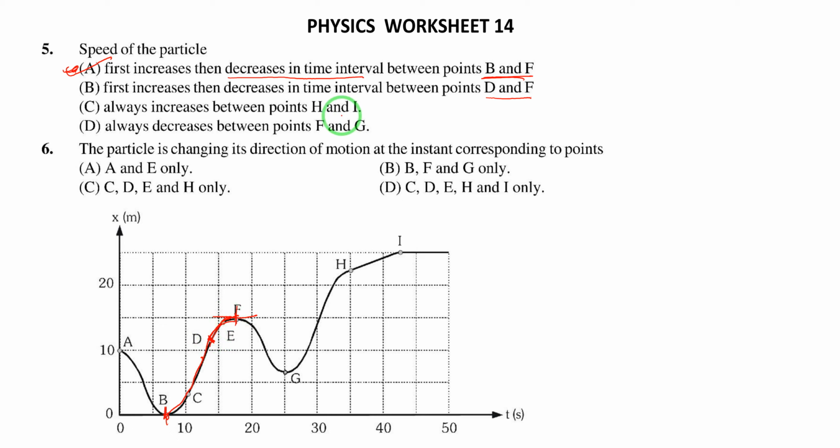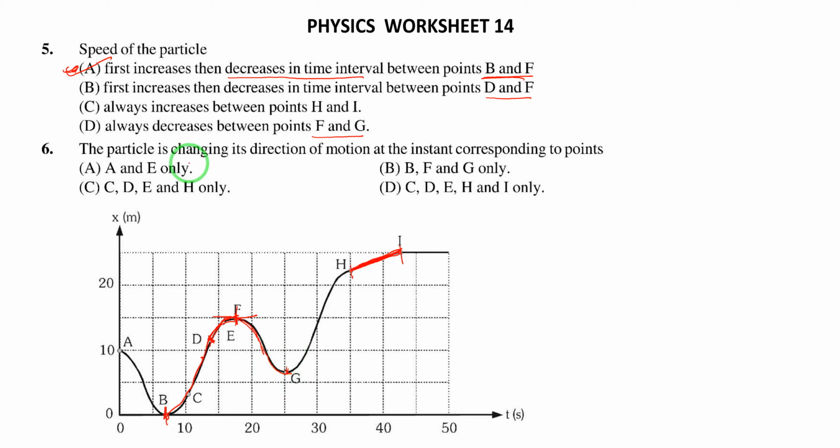Always increasing from H to I? In H to I the speed is not continuously increasing. No, because H to I is a constant straight line, so it is a case of uniform motion, and therefore speed would be constant. It's not increasing, right? And decreasing from F to G. F to G, it is decreasing. Answer is no. It is first increasing on the negative side, then decreasing on the negative side. So A is the only option in this.